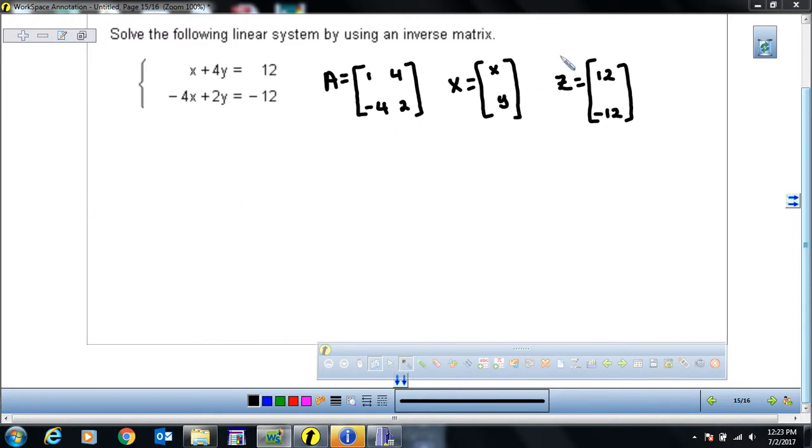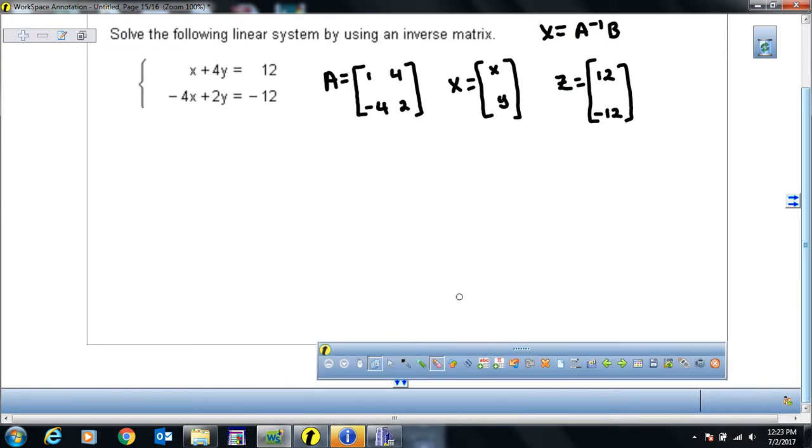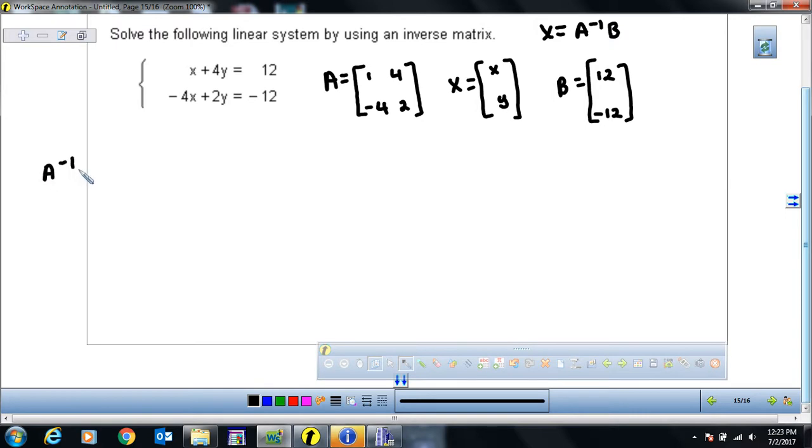Now, remember that to find the solution of the system, this is the formula. X is equal to A inverse times B. Oh, I forgot this one, I said B, but I put C. This is my B. So in order for me to find the solution, we need the inverse of A and then multiply times B. There's only one little problem. We don't have the inverse of A. So the first step in the process is that we need to find that inverse of A.